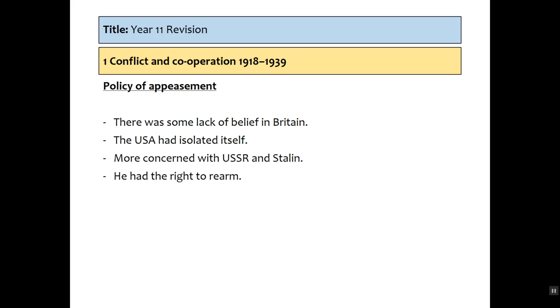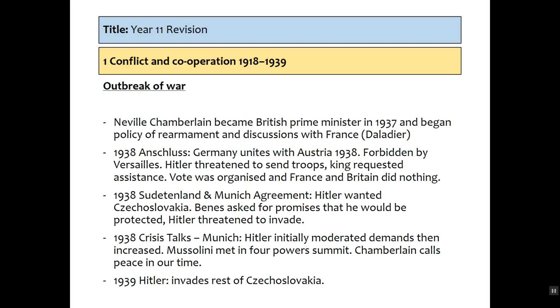Many people in Britain also believed that Hitler had the right to disarm. A country has a right to defend itself. The Saarland had voted 90% to rejoin. The Rhineland was wrongly demilitarized. The Treaty of Versailles itself was seen as a very harsh act, and so Hitler was allowed to get away with it.